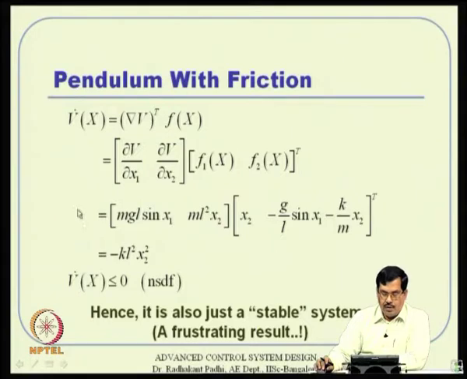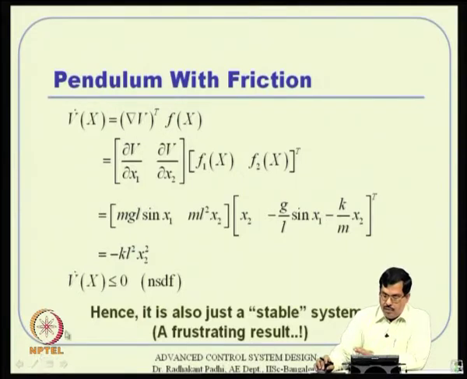That means V dot of x turns out to be minus k L square x 2 square, and that is the difficulty. In other words, we can only claim that this expression is negative semi definite. It is never negative definite because it does not contain an expression in terms of x 1, and this expression has to contain all variables. You cannot leave out one component of the state space and claim it is negative definite.